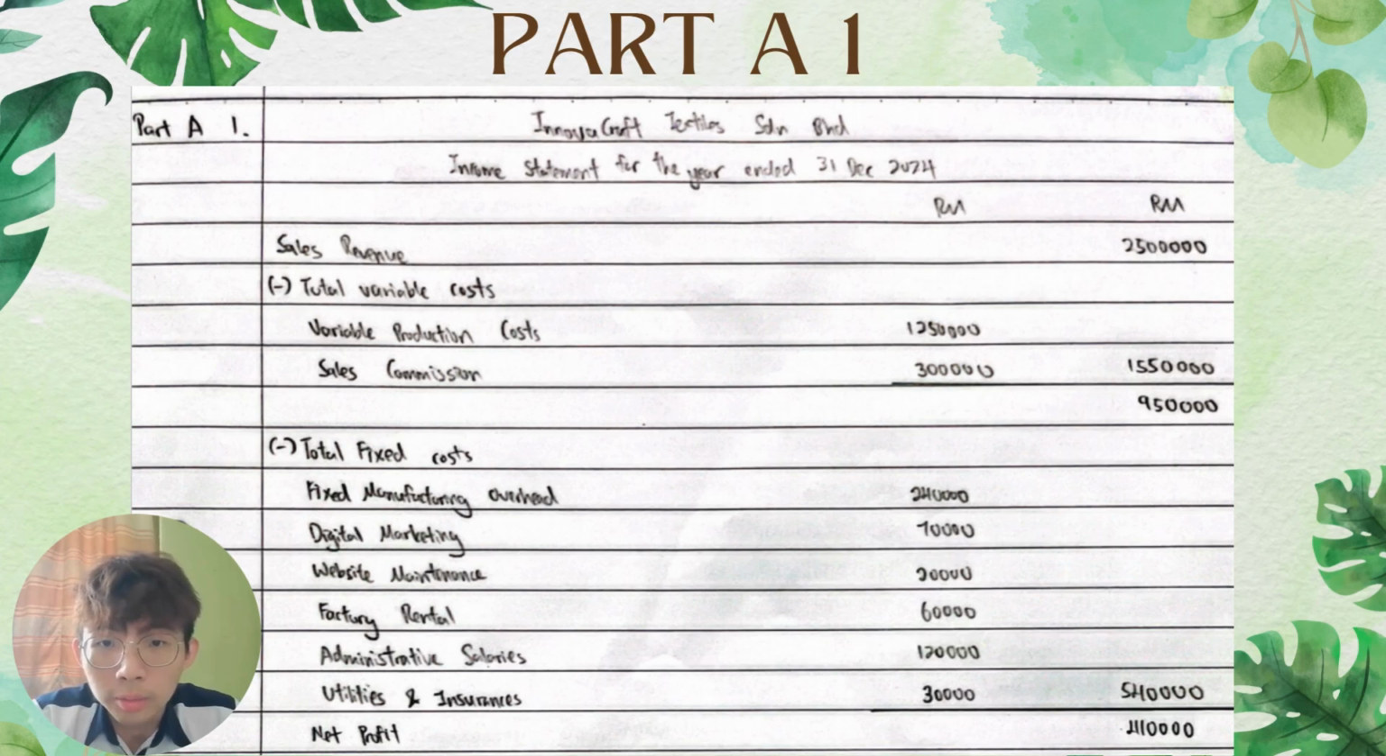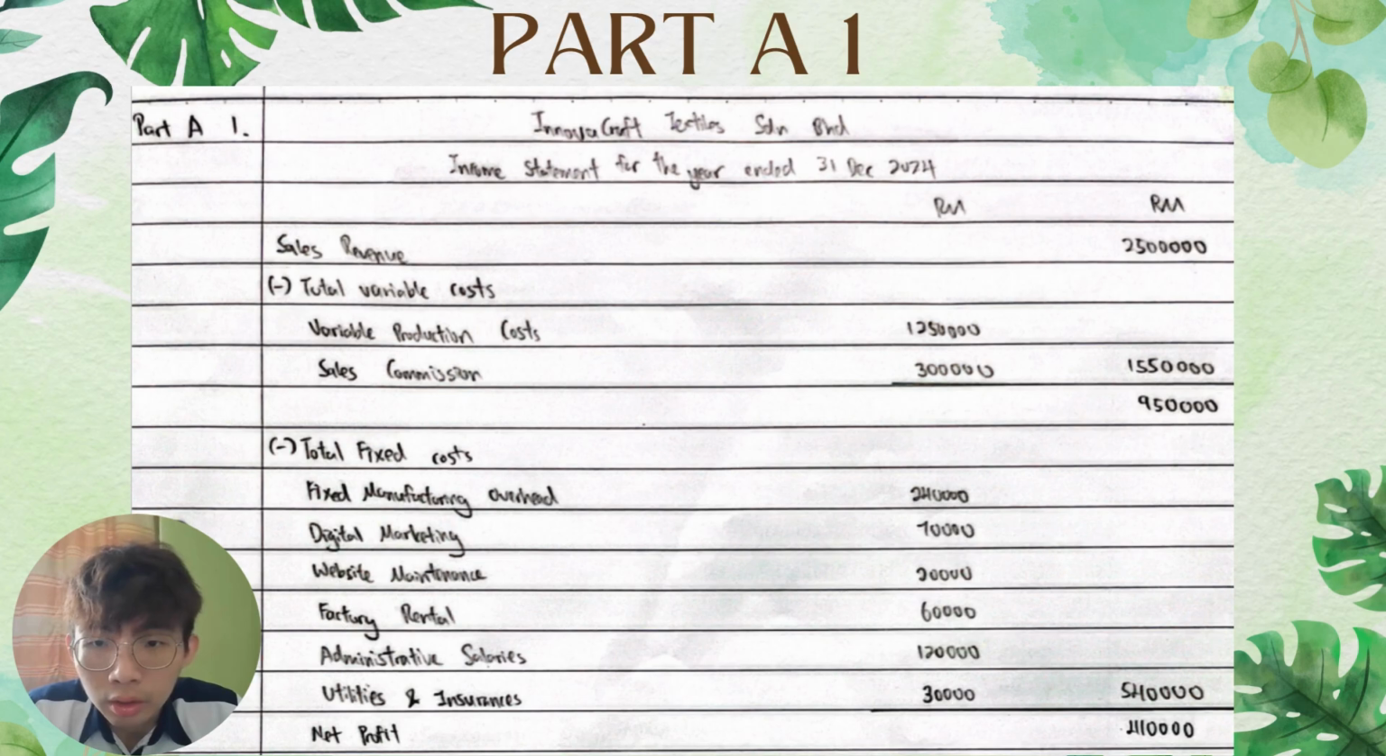This is an income statement done to prove the CVP. This income statement is for Innova Craft Textile Sdn Bhd for the year ended 31 December 2024. We can see that the sales revenue is 2.5 million, and the total variable cost, with variable production cost of 1.25 million and sales commission of 300,000, is 1.55 million.